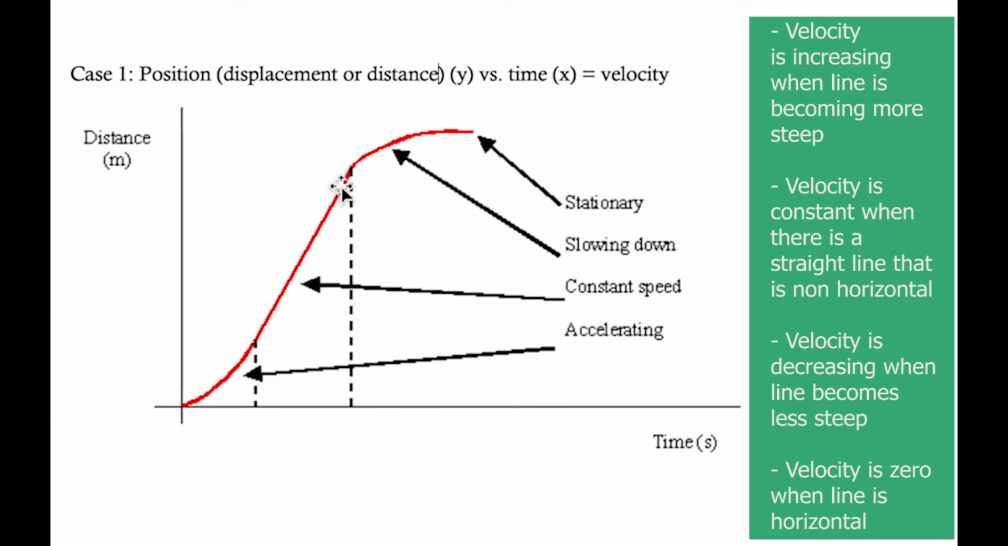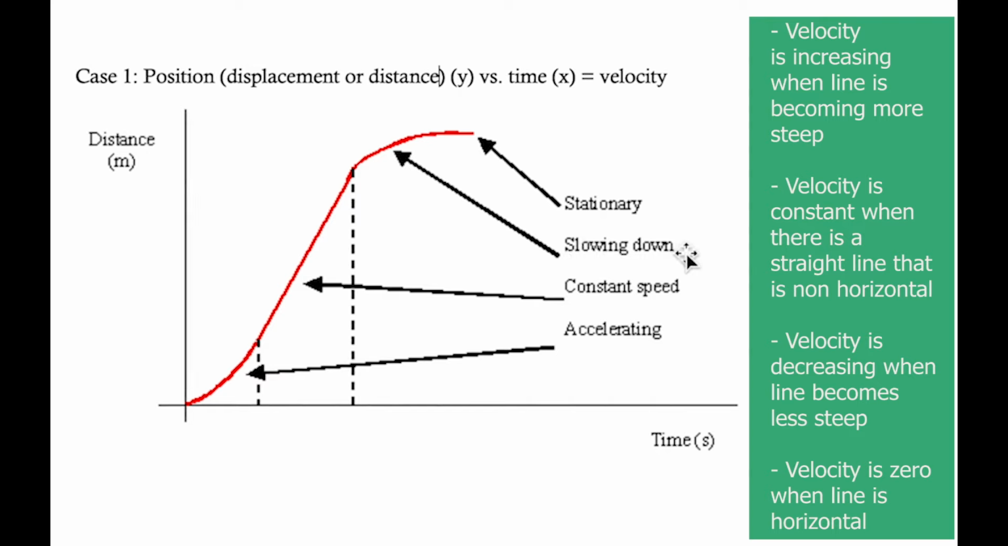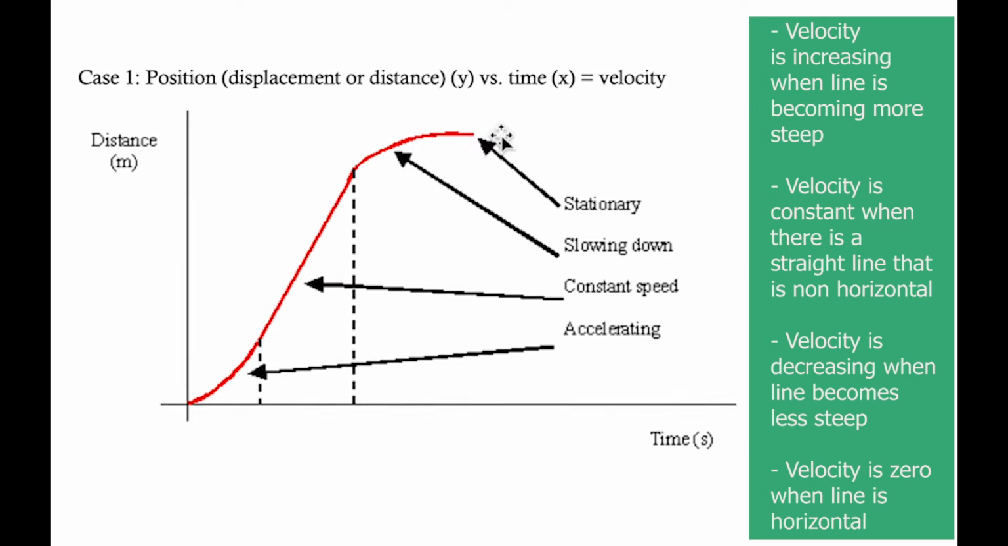The slope is becoming less, which means that the object is slowing down. The object is slowing down because it's curving down. Look at the slope. It's becoming less steep, which means it's slowing down. And then it comes to a horizontal line, which means that the object stops moving and becomes stationary.